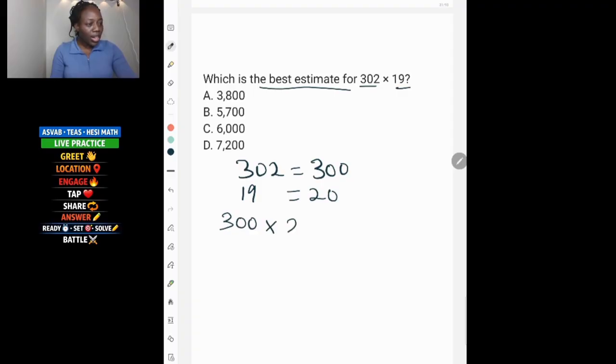So, 300 times 20. For the ASVAB, there won't be any calculator on the screen, so you have to calculate. The fast way to calculate something like this: 300, this 0, add it to it, then multiply by 2, and you know it will be 6,000, and the answer is C.